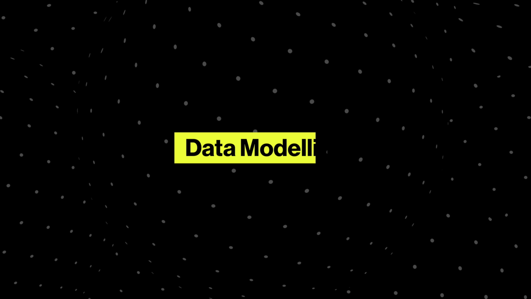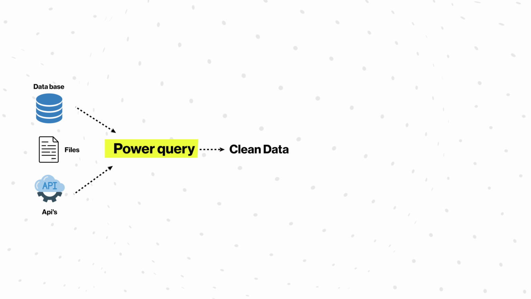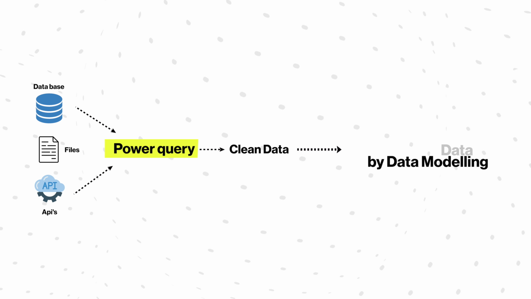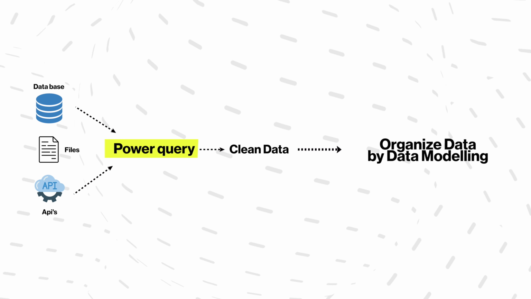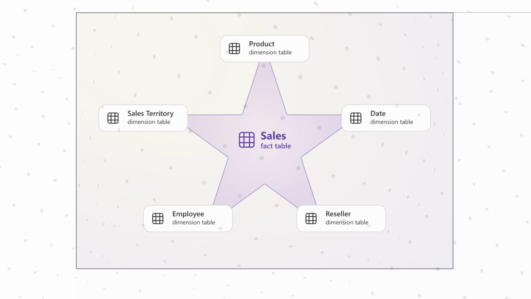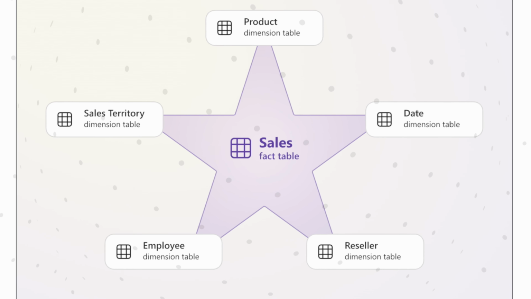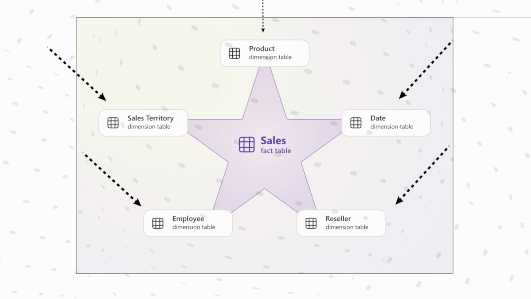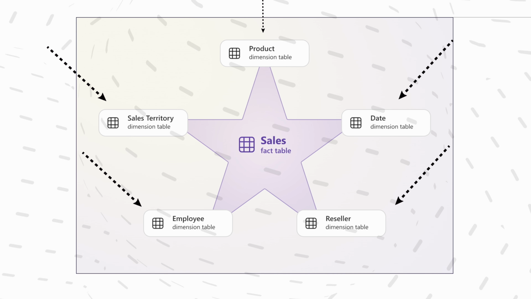Now, once we have that, we go to the next engine or the next layer, and that we call data modeling. Now that your data is clean, it's time to organize it. And in this layer, you're going to build relationships between tables. You're going to build your star schema, where you have in the middle your fact table, and surrounding your fact table are multiple dimension tables. This is important in order to have fast dashboards and correct results.